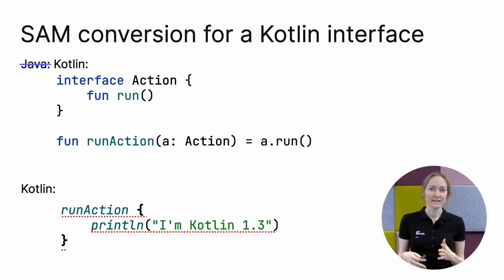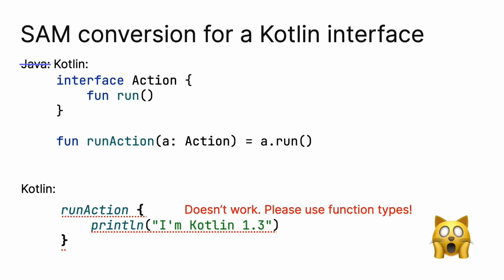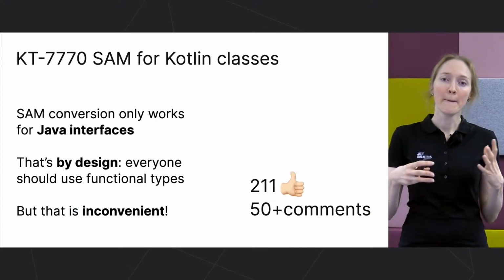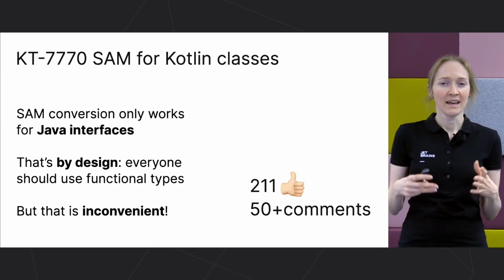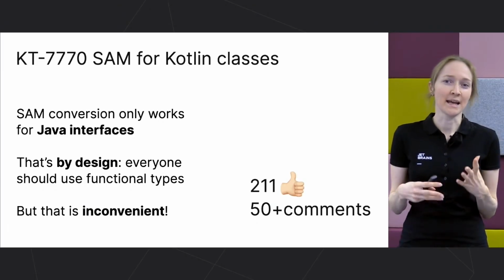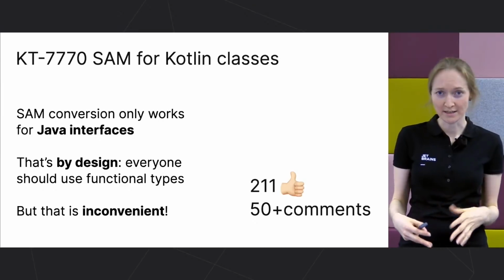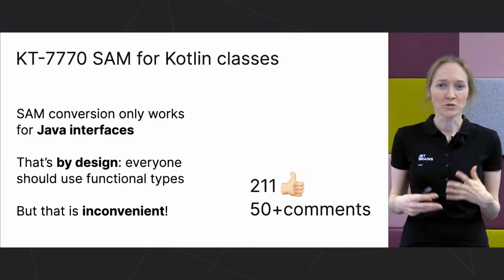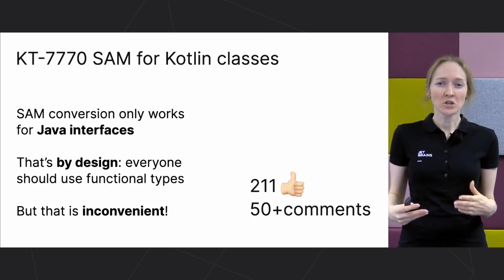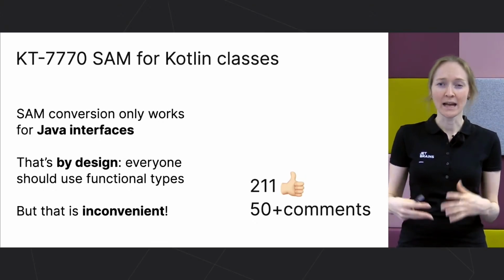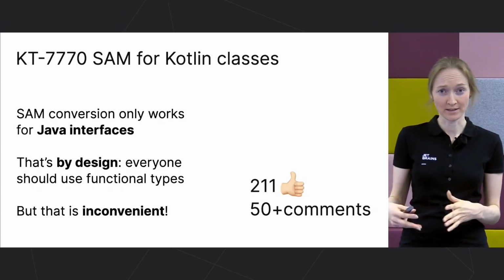An official recommendation says, please try to use function types instead. Conceptually, you should have taken a function type as a parameter, not an interface. We had a request to fix that, which was created 5 years ago. It says that, okay, we understand that SAM conversion only works for Java interfaces, that is by design, that everyone should use function types instead, but that is inconvenient. This issue got loads of votes and comments, and we've often had requests to fix it.